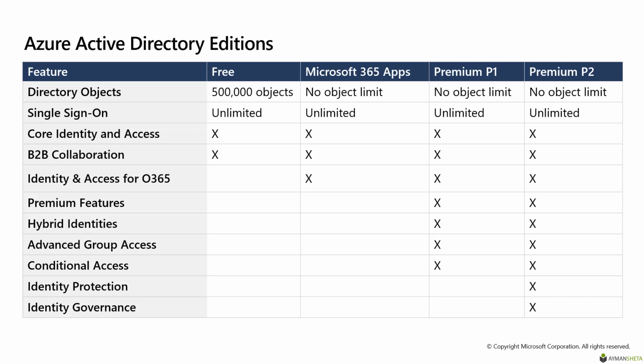Moving next, which is available with Premium 2, is Identity Protection, which is a very commonly used security protection. And the last one is Identity Governance, all available within the Premium 2 version. It would be a good idea to compare both by going to the Active Directory pricing page, where you're going to find detailed information on what exactly is included in each edition.